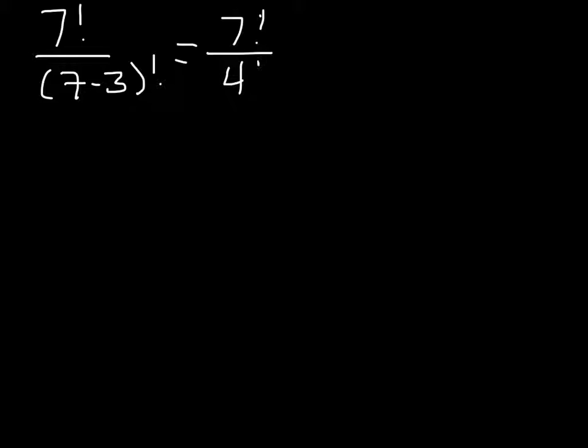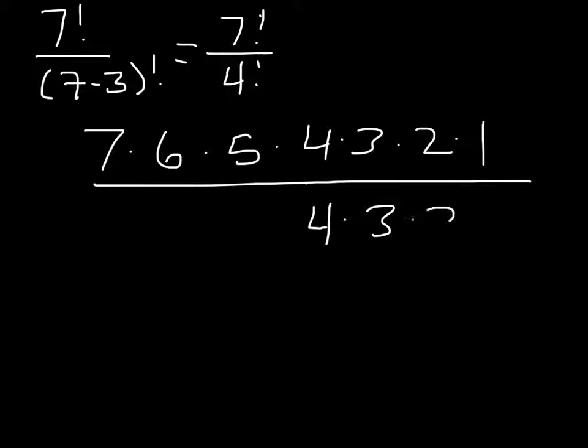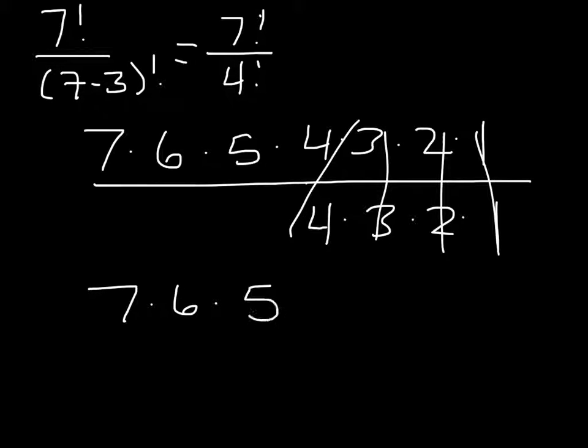over 4 factorial. So after this, you would go 7 times 6 times 5 times 4 times 3 times 2 times 1, and it would all go over 4 factorial, which would be 4 times 3 times 2 times 1. These would cancel out, so what's left would be 7 times 6 times 5, which you would punch into a calculator, which would be 210.